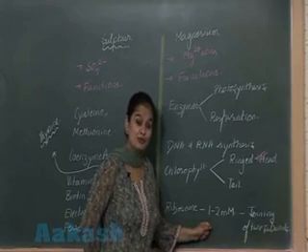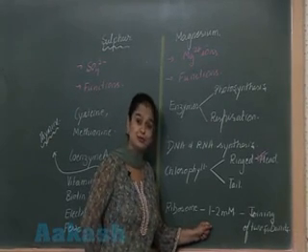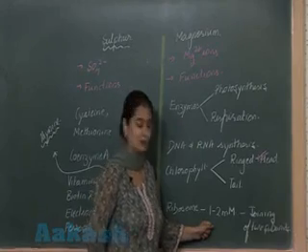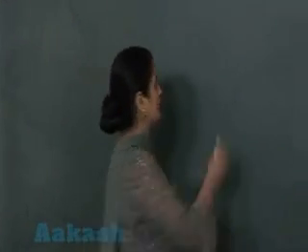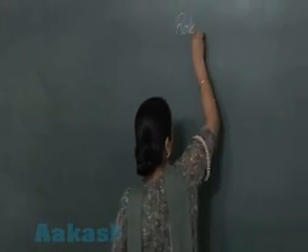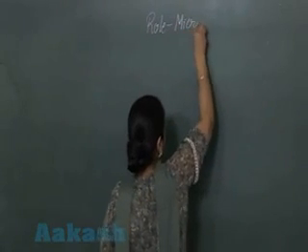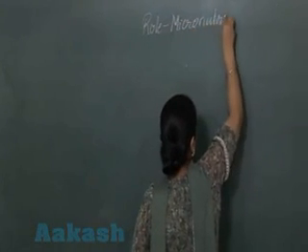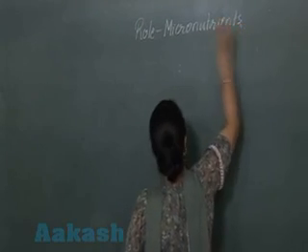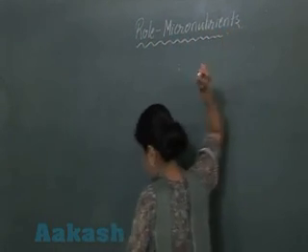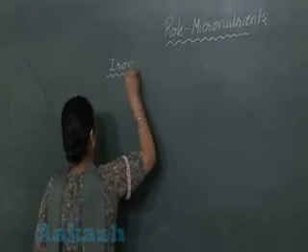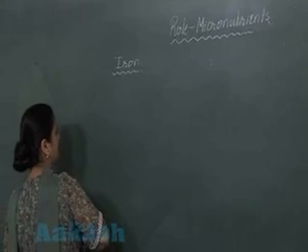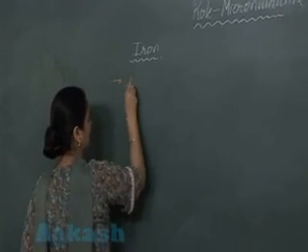So this was all about the macronutrients. After the macronutrients, now I will be starting with the micronutrients. So now let's start with the role of micronutrients. In the micronutrients, first of all, I will be dealing with iron. Now, iron, it is absorbed by the plant mainly in the form of ferric ions.